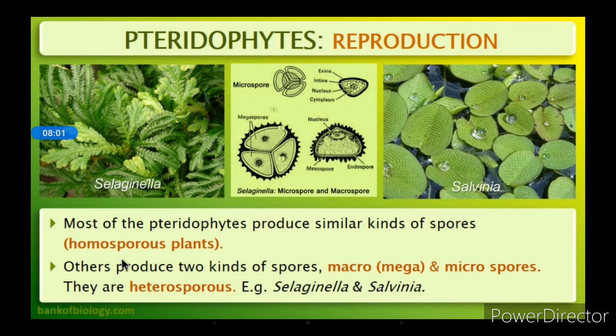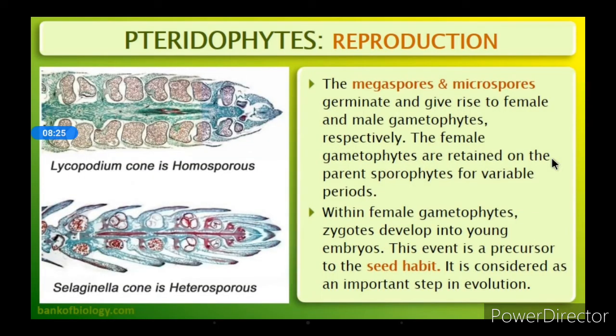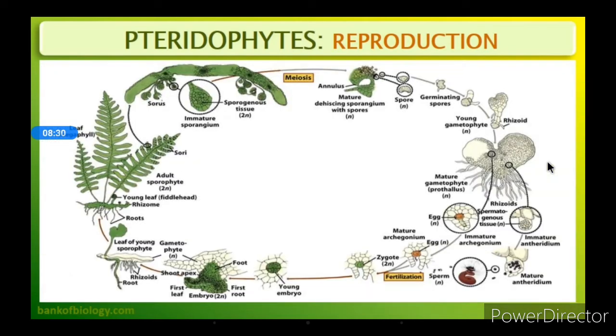And the others which produce two kinds of spores, that means mega and microspores, are known as heterosporous. So the same kind is known as homosporous. Two different kinds, that means mega, bigger in size, and micro, are present, is known as heterosporous. An example is given here. Then the megaspore generally will give rise to the female gametophyte, and the microspore will give rise to the male gametophyte.